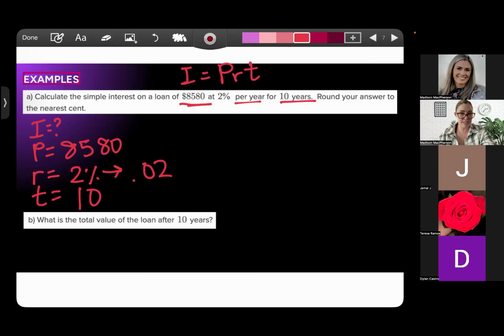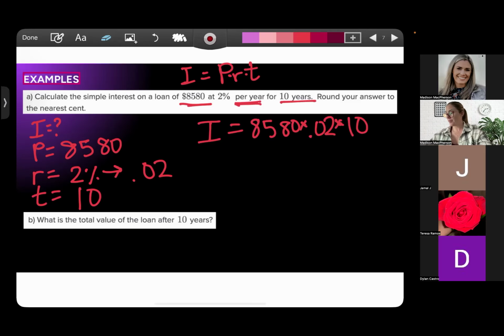If it was 2 times a year for 10 years, it would be 10 times 2. If it was 4 times a year for 10 years, it would be 10 times 4. But it's only happening 1 time a year, and it's happening for 10 years. So we are going to go ahead and calculate what is I. When you just see these letters next to each other, there's no symbol in between, that means we're multiplying. So we're going to multiply 8,580 times 0.02 times 10. If those dots are confusing you, write the little X's for multiplication.